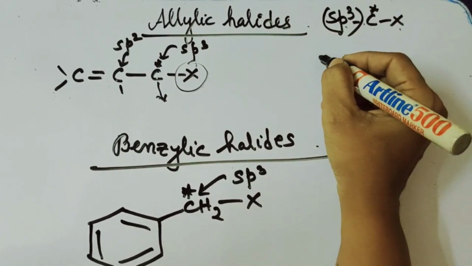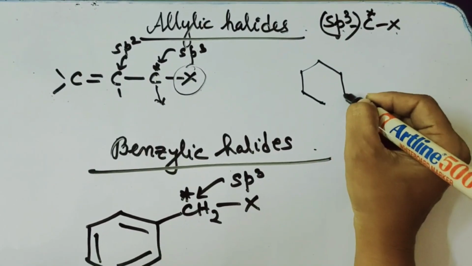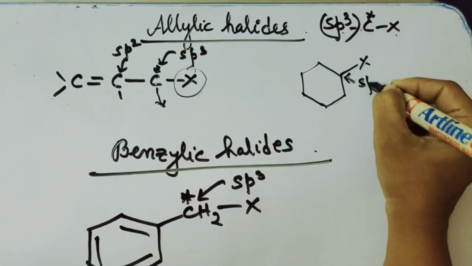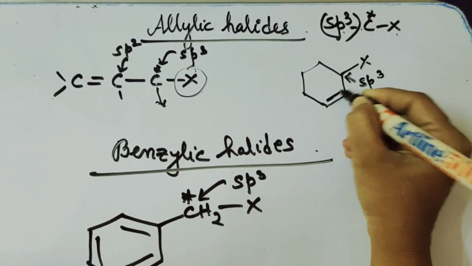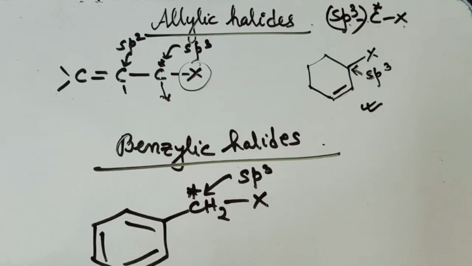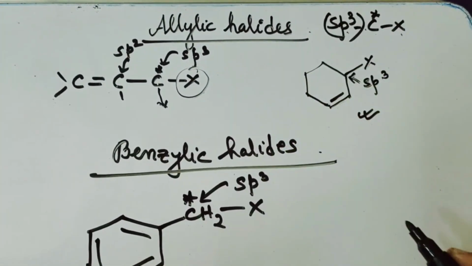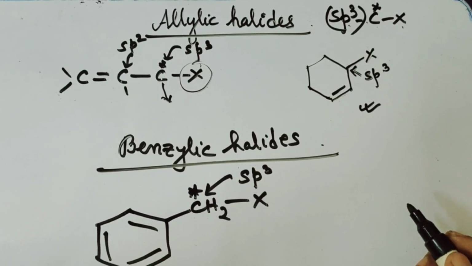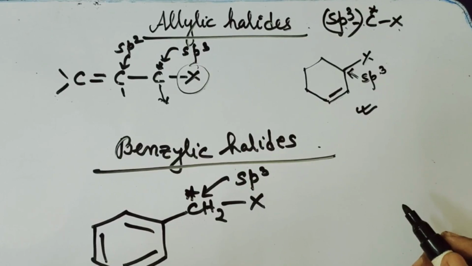So how did I define the position? I said the halogen atom is attached to some sp3 carbon which is attached to some sp2 carbon. So this is again another example of allylic halide which I have made for you. So we should be very careful about the ring that we are drawing. Every time I am making a 6-membered ring, it's not necessary that it will be a benzene ring. So be careful when you are drawing the structures or naming the structures.